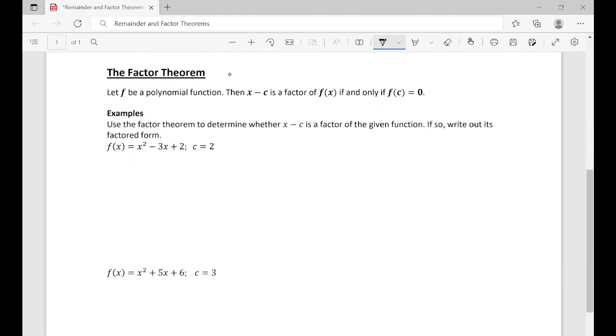Next, the factor theorem. Let f be a polynomial function, then x minus c is a factor of f of x if and only if f of c is equal to 0. So let's use the factor theorem to determine whether x minus c is a factor of the given function, and if it is, we're going to write out its factored form. So f of x equals x squared minus 3x plus 2, and c equals 2.